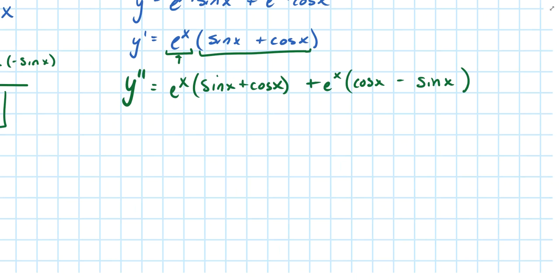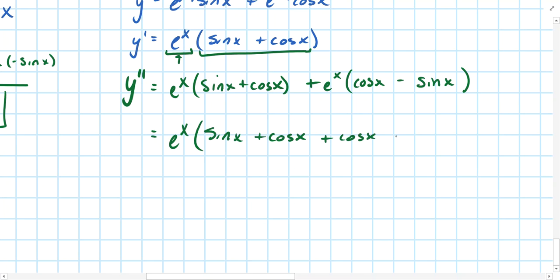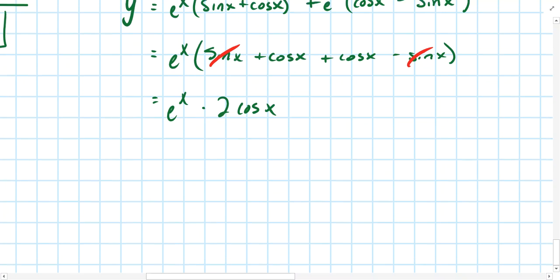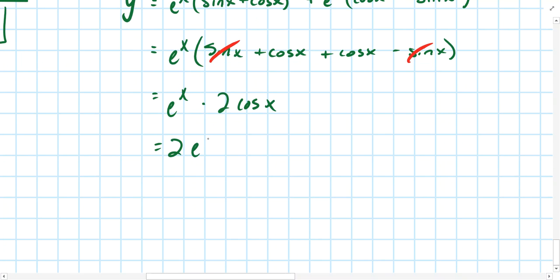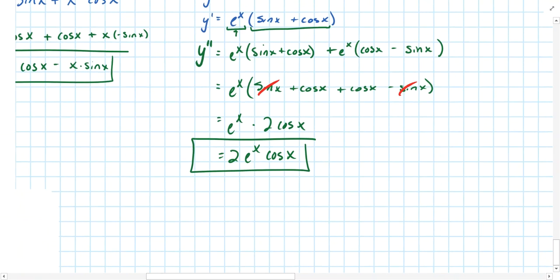And this answer is okay. We could find a common factor, e to the x power again, and that leaves us with sine of x plus cosine of x plus cosine of x minus sine x. These two sines will cancel, sine of x minus sine of x, and we're now left with e to the x times 2 cosine of x, which might be 2 e to the x cosine x when reported finally.